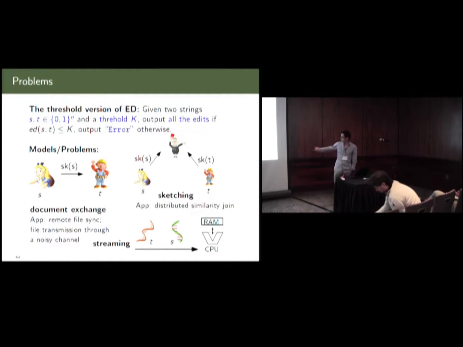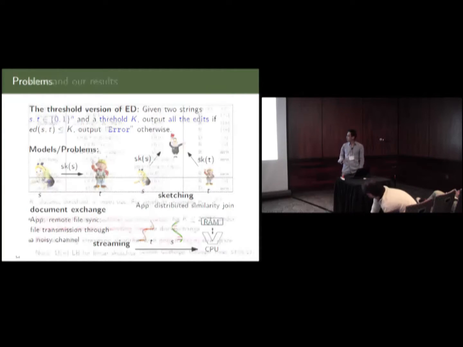And the third model is the streaming model. Here we can scan the string S from left to right once, then scan the string T from left to right. Then using a small space, we want to compute their distance, again for the threshold problem. Okay, so these are the three problems we're going to talk about in this talk.